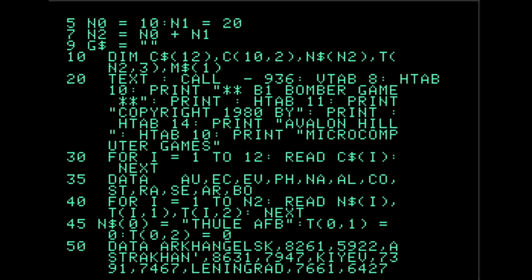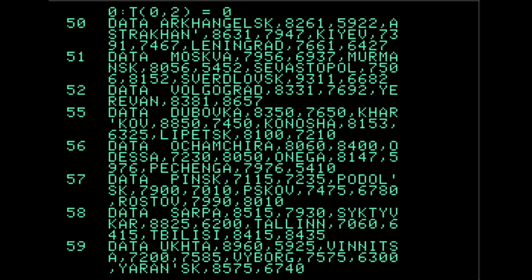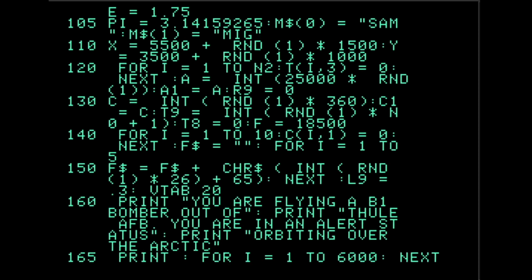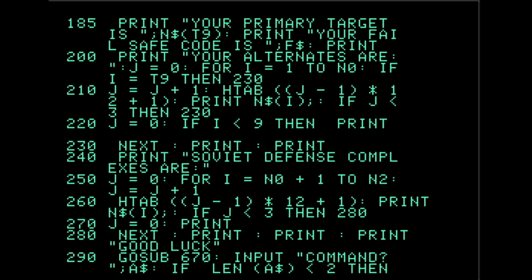So you can see here on line 35, we're declaring an array of all the commands we're going to be using during the game. And you can see the game only pays attention to the first two characters of each command. Here, starting on line 50, we have all the data for the cities we may or may not be bombing. And we can look at this. And in fact, when I had this game back in the day, I didn't have a manual. When I needed to know how to play it, I would look at the source code just like this.